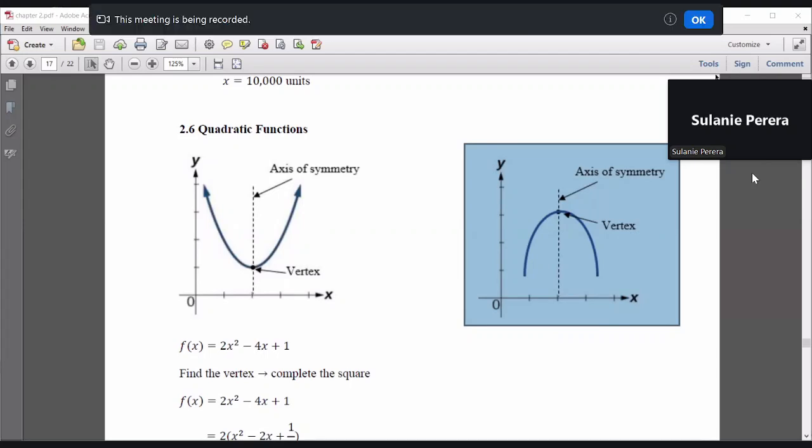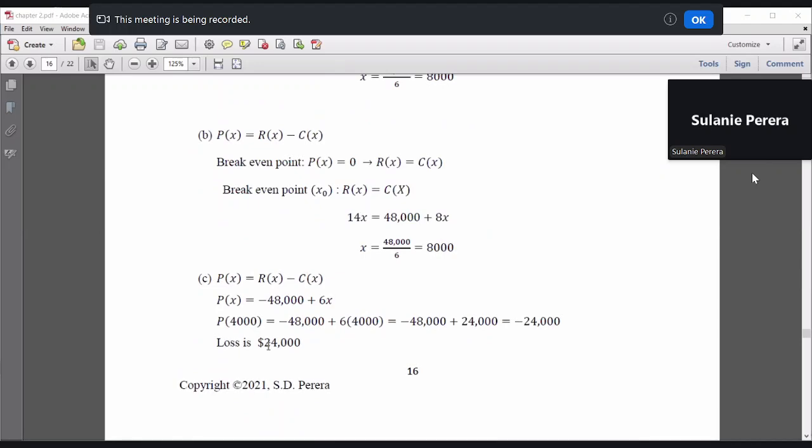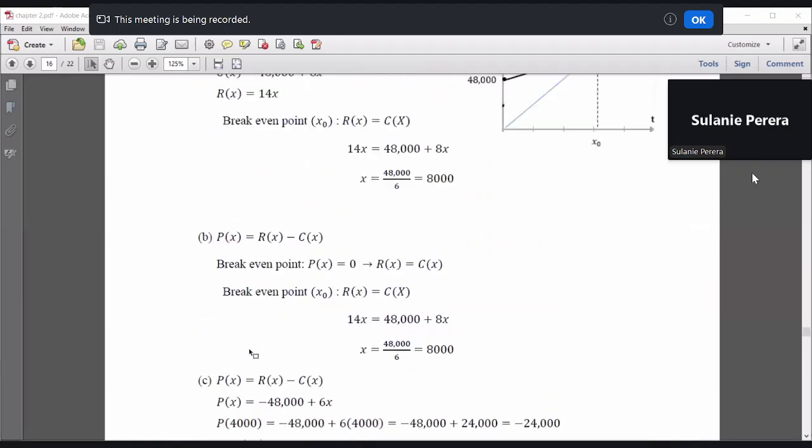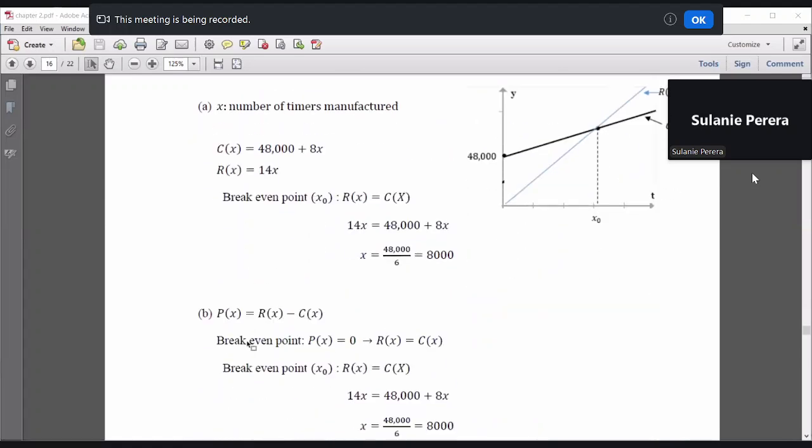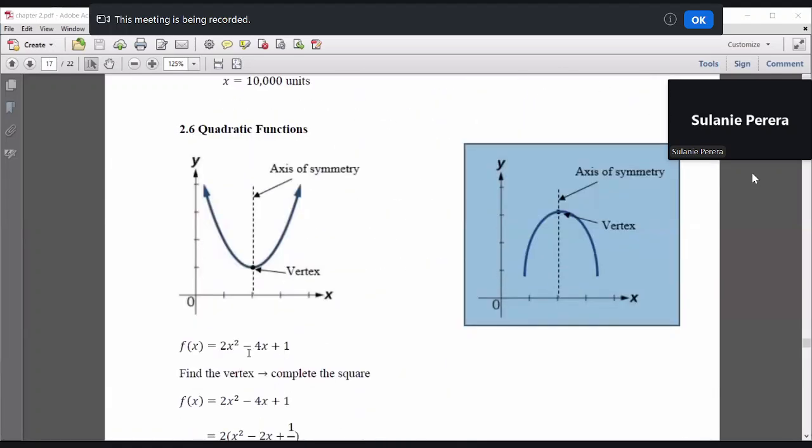Recording in progress. Okay, so last class, I think this is where we stopped. We spoke about linear functions, how to find the profit, and then we went on computing the break-even points and so on. So today we have to start off with quadratic functions.